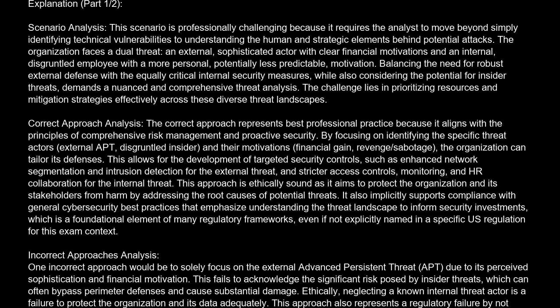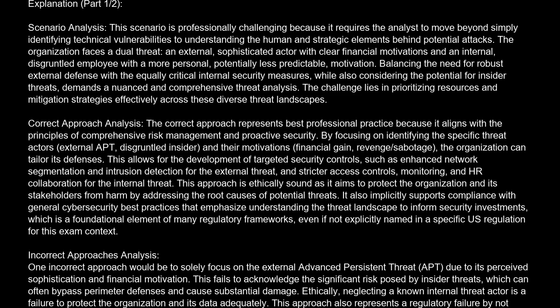Correct approach analysis. The correct approach represents best professional practice because it aligns with the principles of comprehensive risk management and proactive security. By focusing on identifying the specific threat actors, external APT, disgruntled insider, and their motivations, financial gain, revenge/sabotage, the organization can tailor its defenses. This allows for the development of targeted security controls, such as enhanced network segmentation and intrusion detection for the external threat, and stricter access controls, monitoring, and HR collaboration for the internal threat.